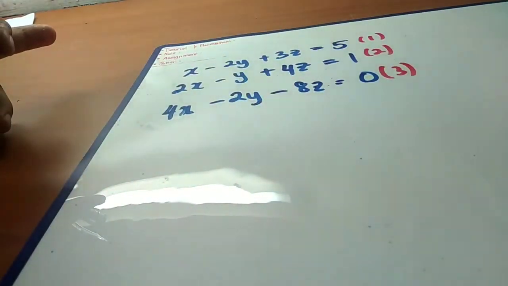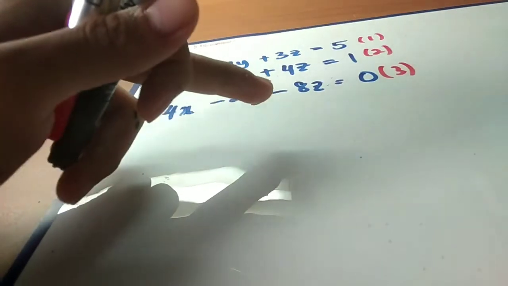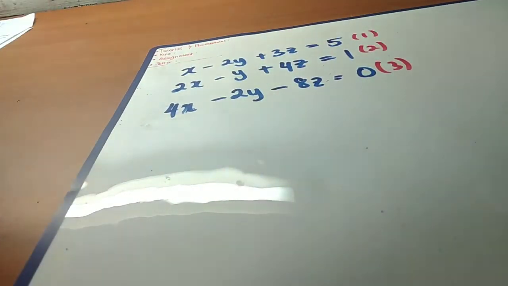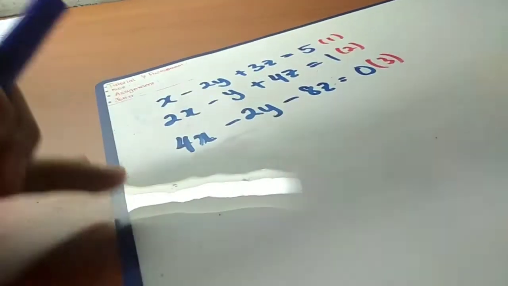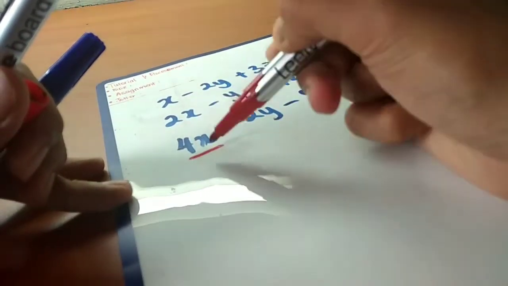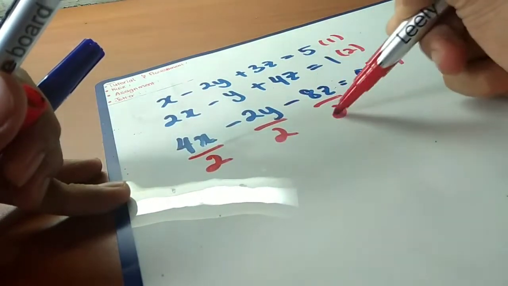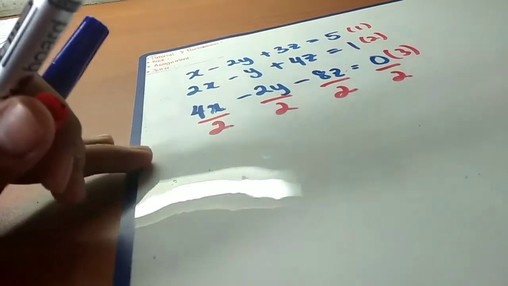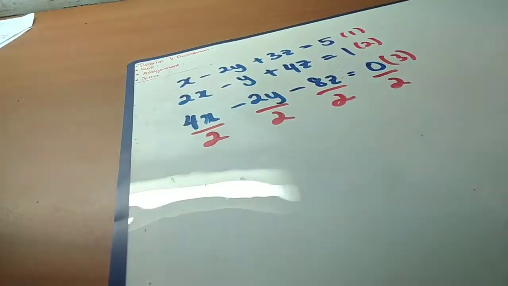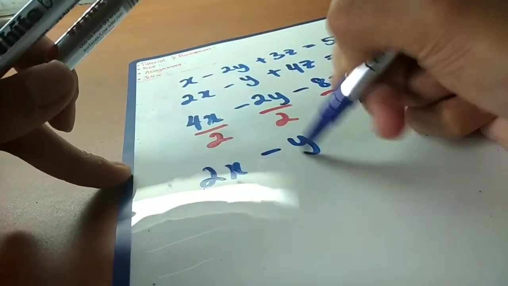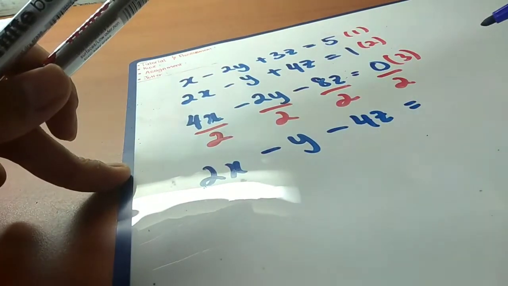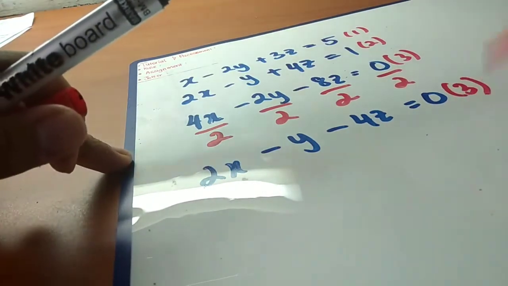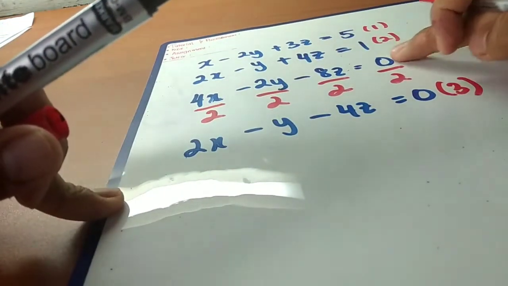As you can see, the terms 4, 2, and 8 can be divided by 2, so they have a common factor of 2. We can simplify this equation by dividing both sides by 2. You must divide the right hand side and the left hand side by 2. And what we have is 2x minus y minus 4z, and 0 divided by 2 is 0. So this is equation 3 in the simplest form. Now I think I can erase this.